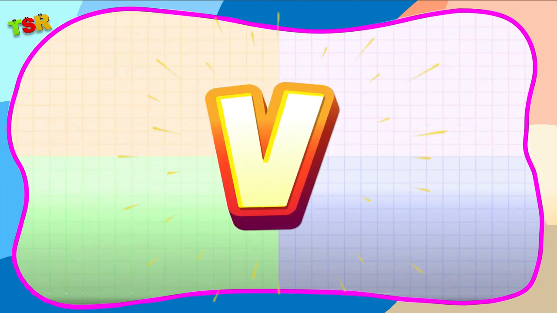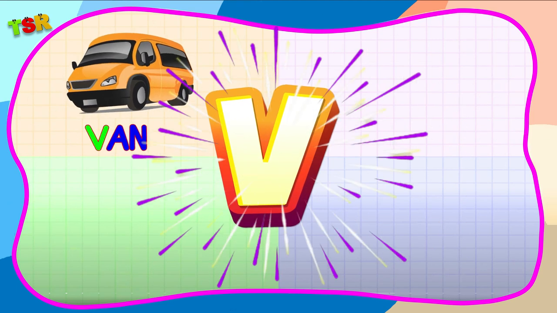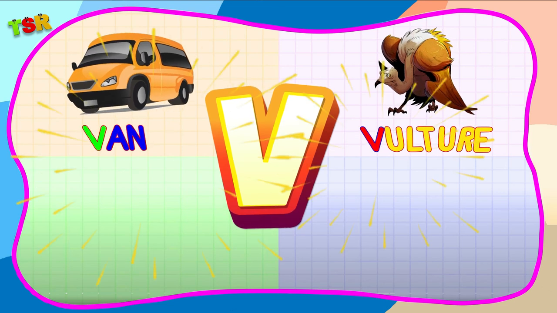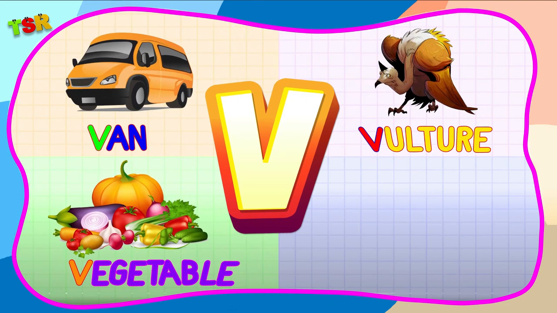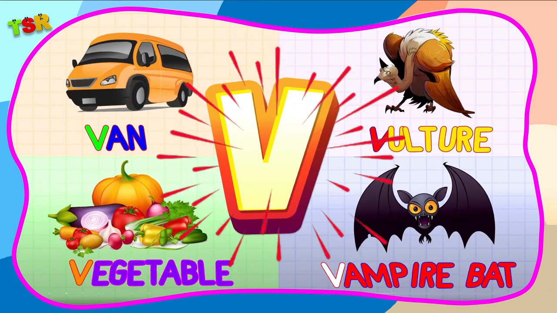Letter V is for van. Van. Vulture. Vulture. Vegetables. Vegetables. Vampire bat. Vampire bat.